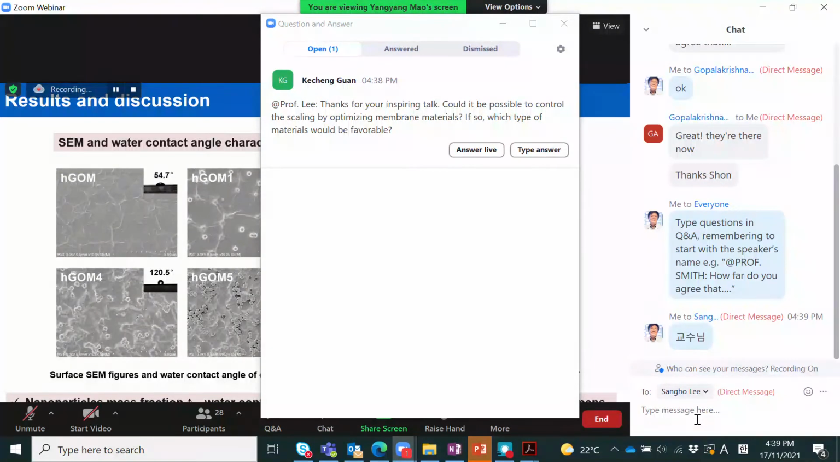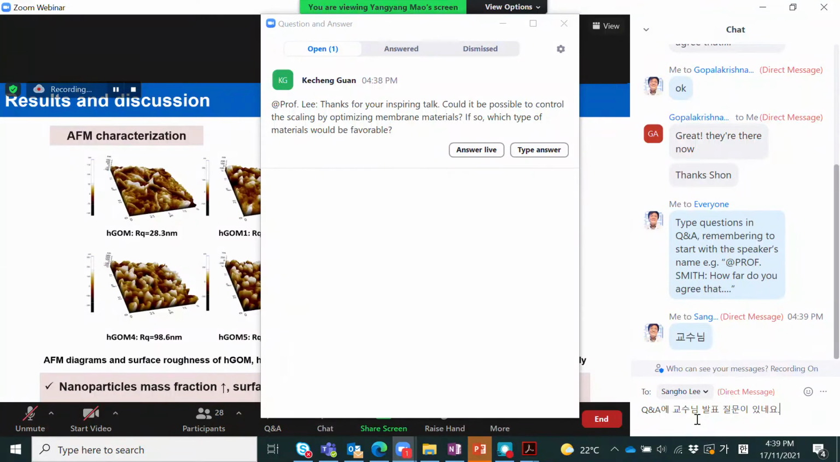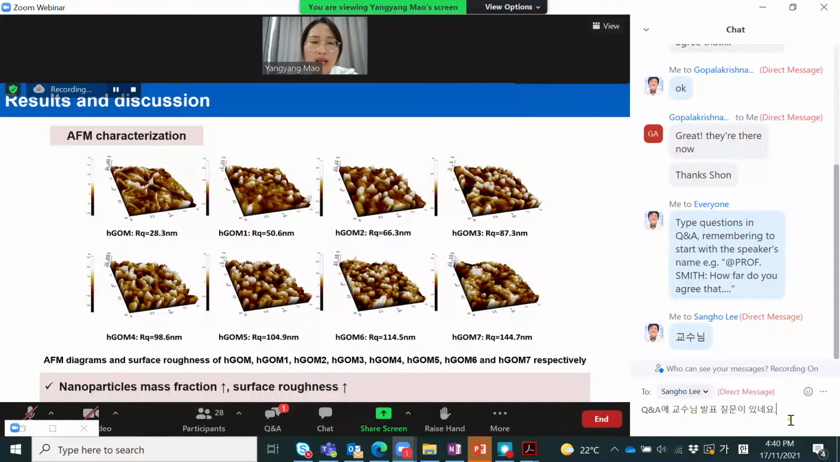We find that as the nanoparticle mass fraction increased, the water contact angle, namely the hydrophobicity of the membrane surface, increased. However, when we introduced excessive nanoparticles, local agglomeration happened. AFM characterization results also demonstrate that with the increase of nanoparticles, the surface roughness increased. So concluded from these results, we found that the hydrophobicity of our membrane mainly resulted from both the enhanced surface roughness and the hydrophobic modification methods.